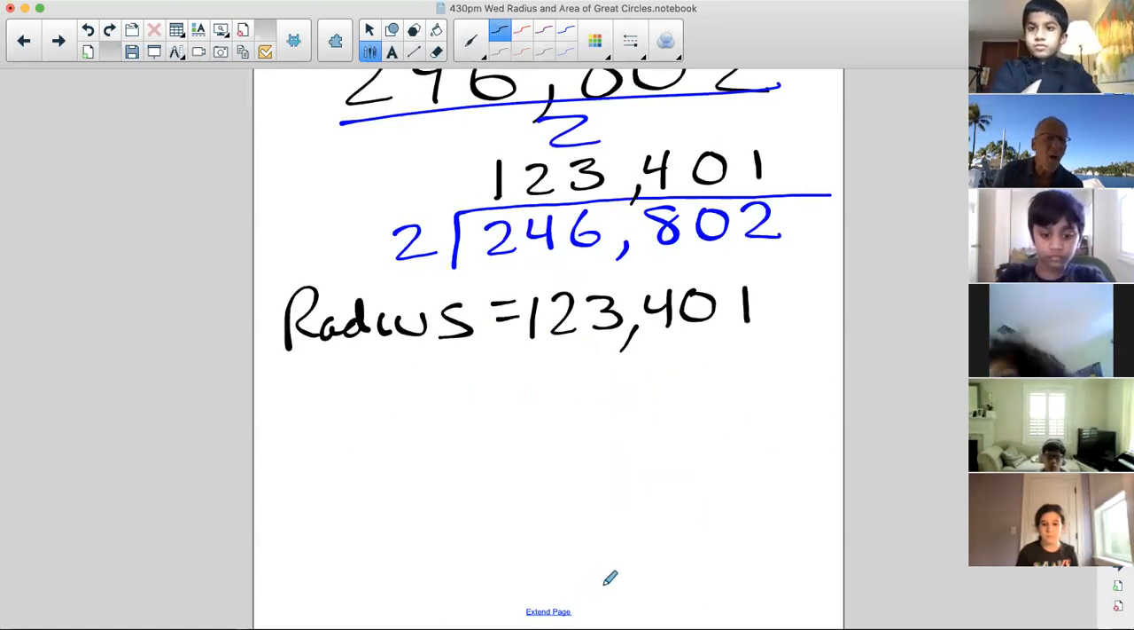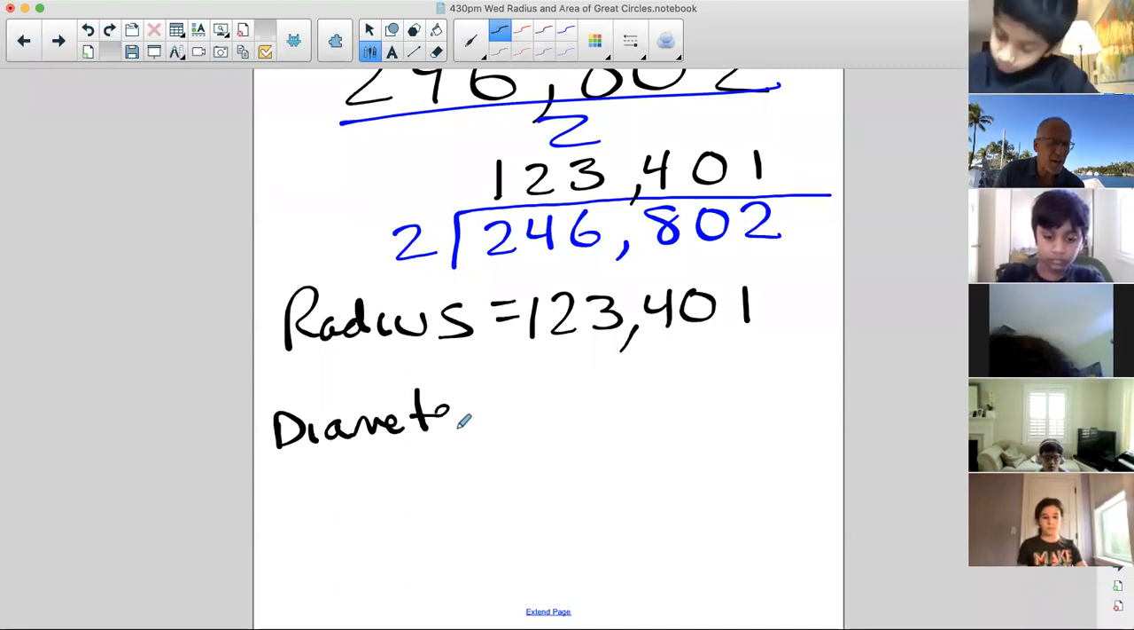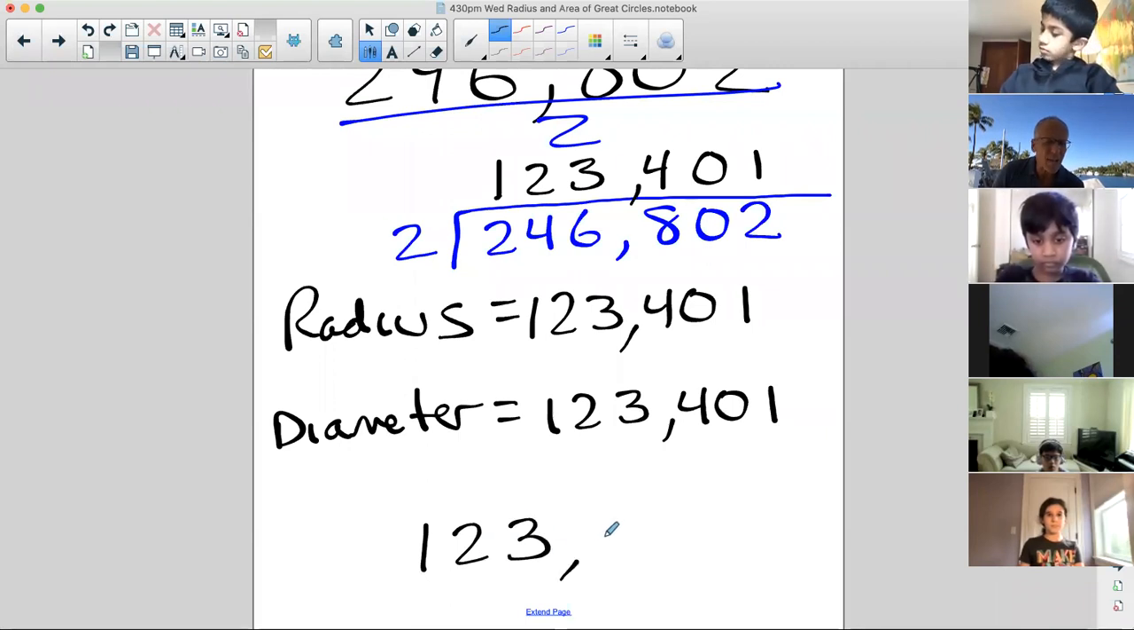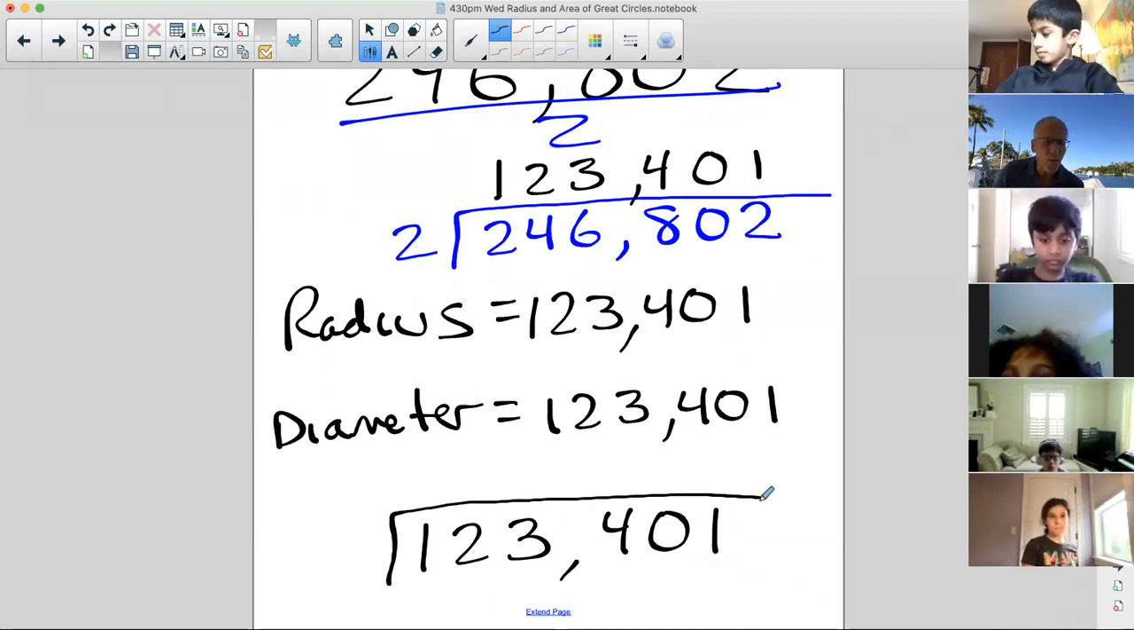126,401. Now, what happens if the diameter equals 123,401? Now, when I write out that number, Sarah, have you written it yet? Make sure you write it as I write it. We're now going to divide that by 2. This is going to be a little more challenging.